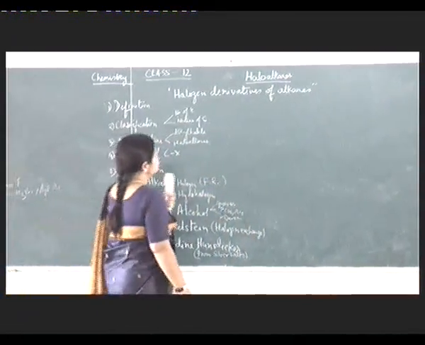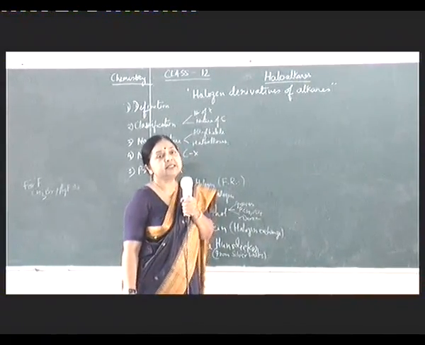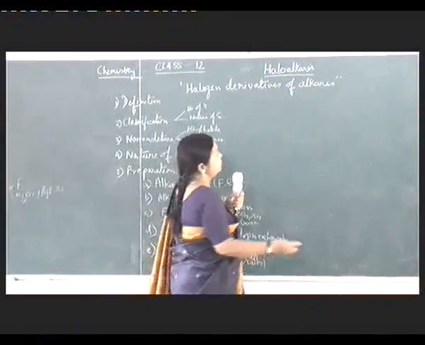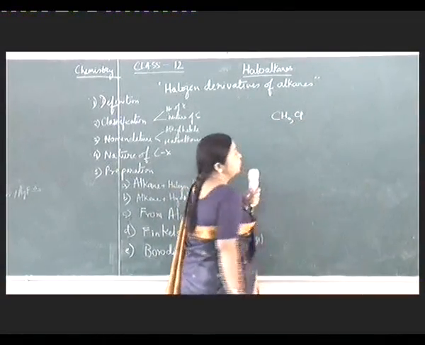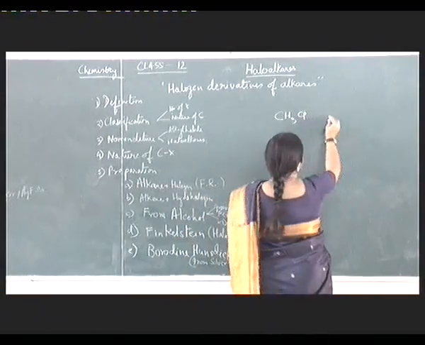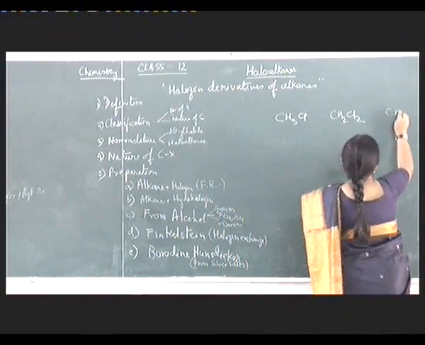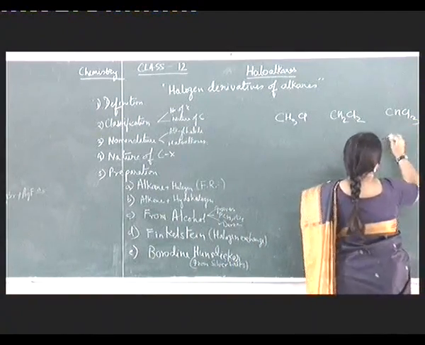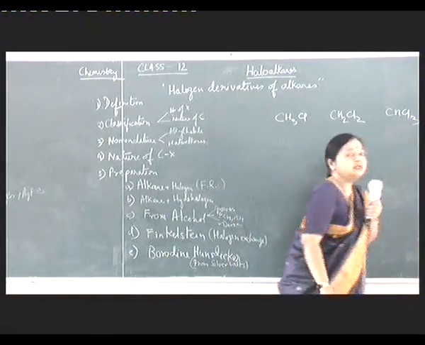Now the classifications are according to the number of halo atoms present, that is 1, 2, 3: mono, di, tri. CH3Cl is a monohalogen derivative. CH2Cl2 is a dihalogen derivative. CHCl3 is a trihalogen derivative, and CCl4, carbon tetrachloride, is a polyhalo derivative.